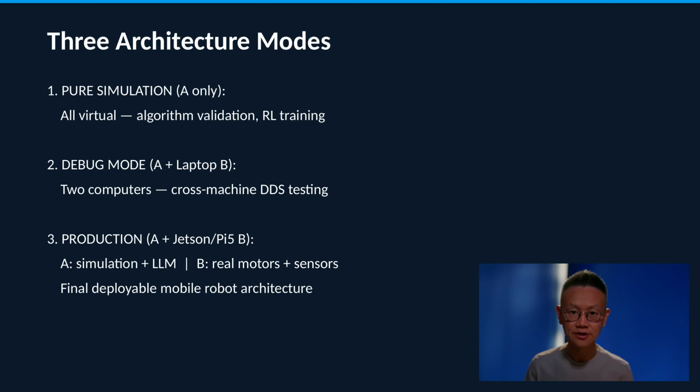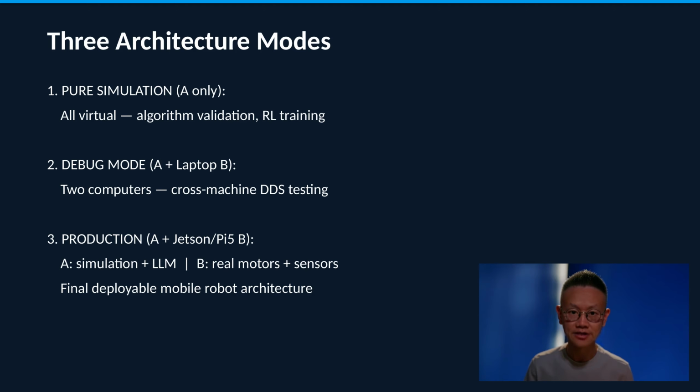There are 3 architecture modes depending on your stage. Pure simulation uses only Machine A. Everything is virtual, for algorithm validation and RL training. Debug mode uses Machine A plus a laptop as Machine B, 2 computers for cross-machine DDS testing. Production mode uses Machine A plus a Jetson or Pi 5 as Machine B.